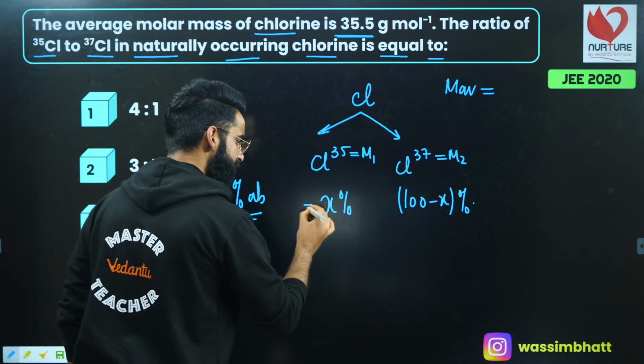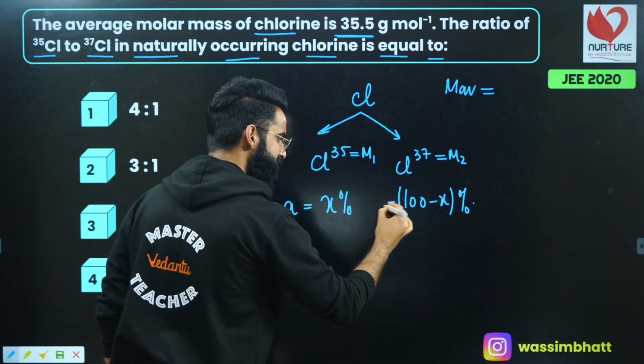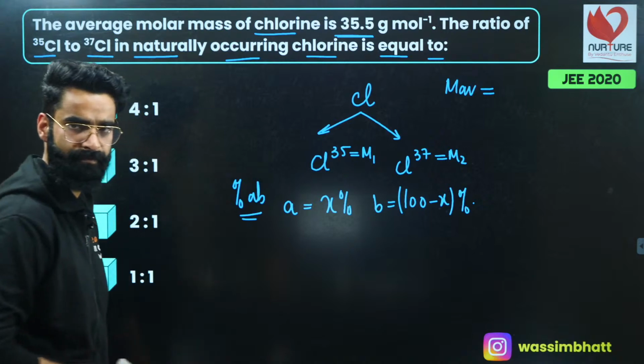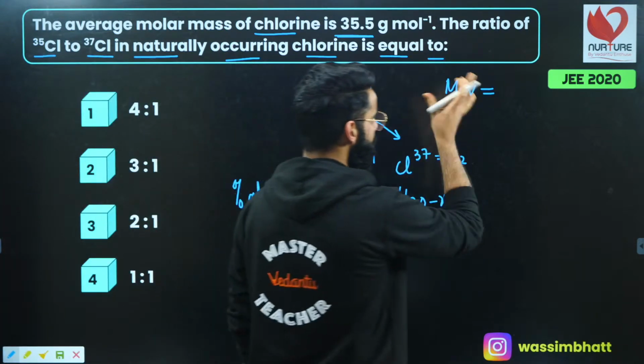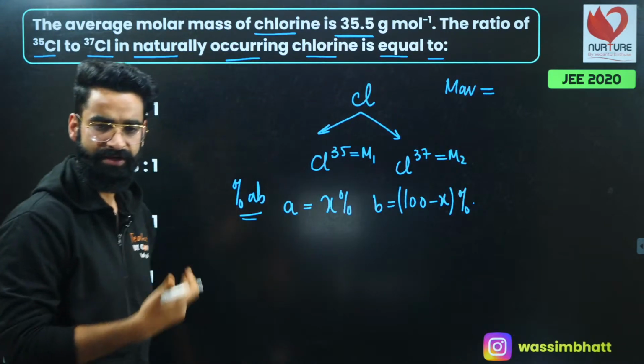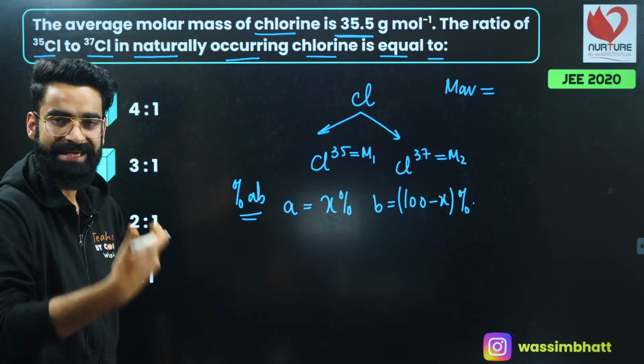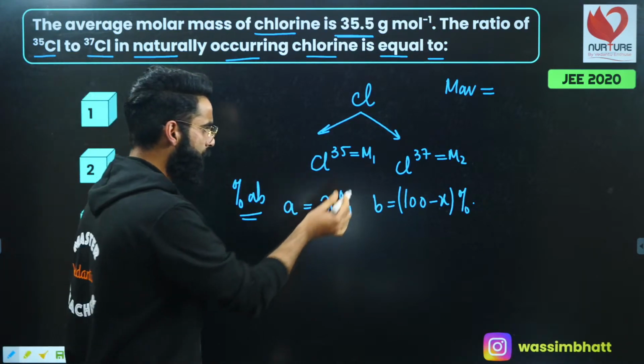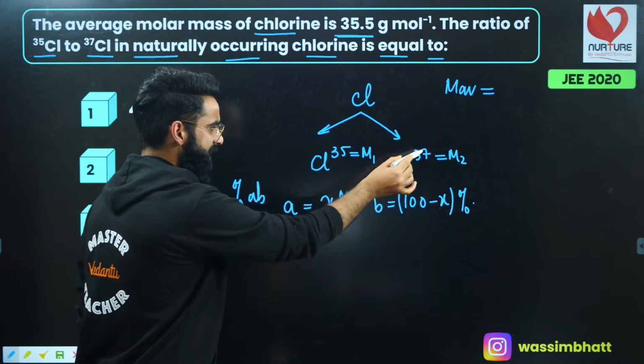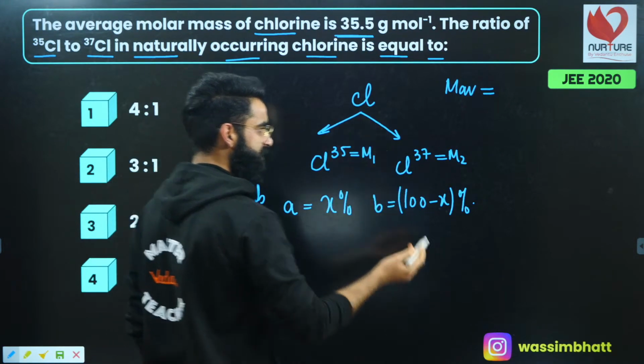And if you remember, we used to represent these percentage abundances by A and B, right? So I can clearly use the formula of M average. How do we calculate average atomic mass for the element which exists in the form of isotopes? It's simply going to be M1 multiplied by A plus M2 multiplied by B divided by A plus B, right?